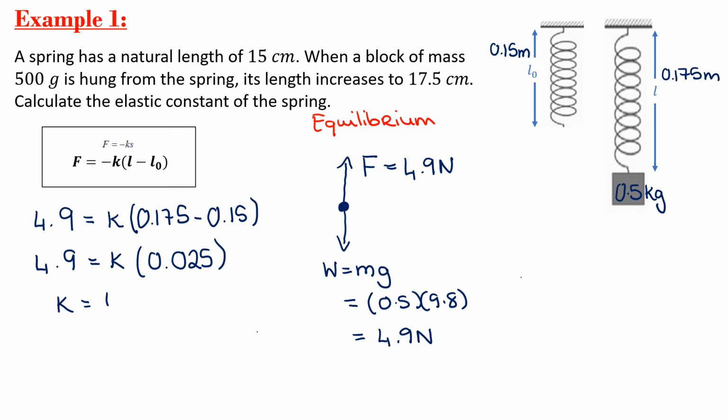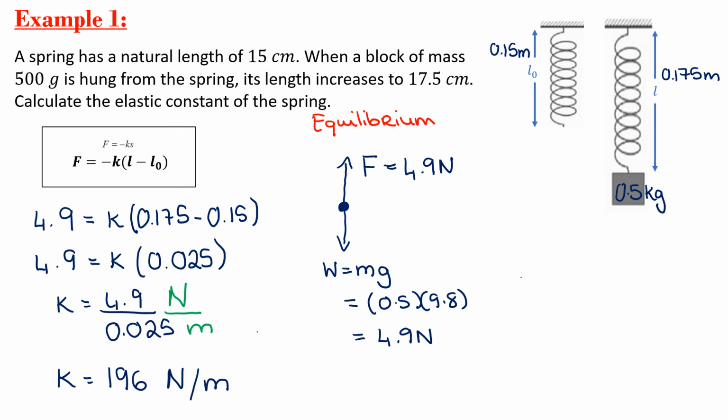0.025. K is equal to 4.9 divided by 0.025. And we get 196. So what are the units for K? Well, think about what our units are here. 4.9 was a force, so that's in newtons, all over our length, which was measured in meters. So our unit for our elastic constant is Newton per meter, which you can write as N/m or Nm to the power of -1.